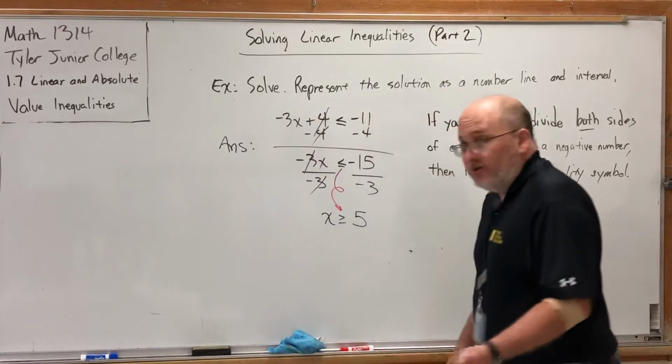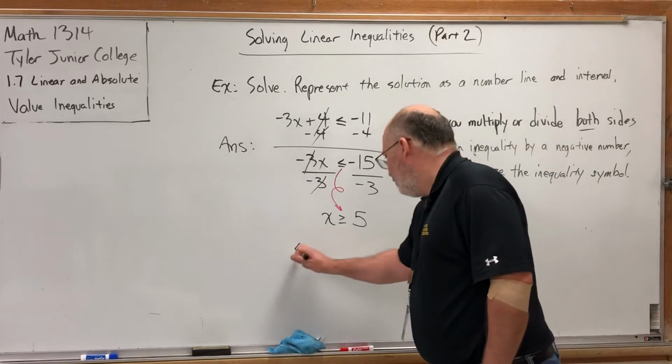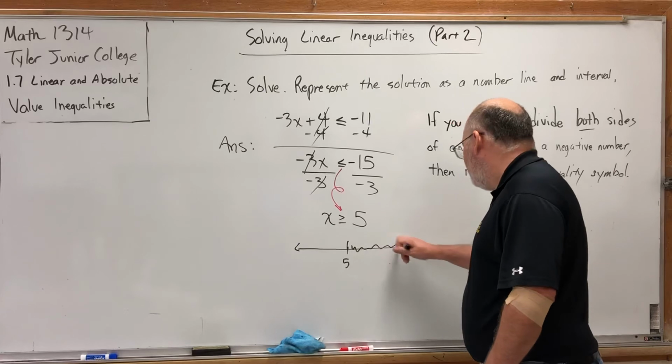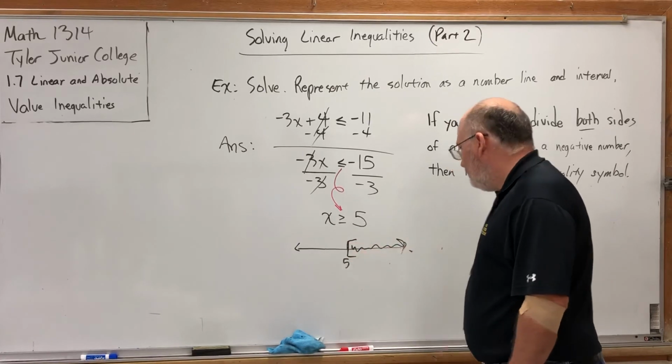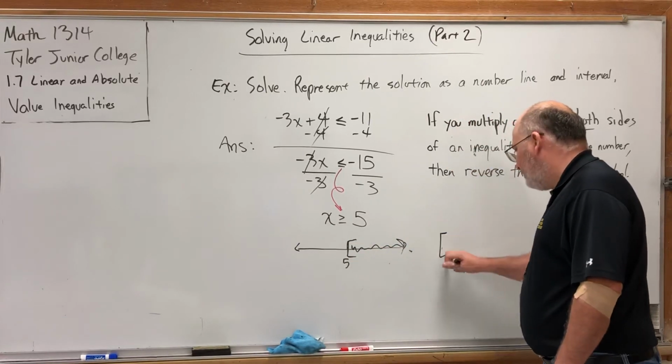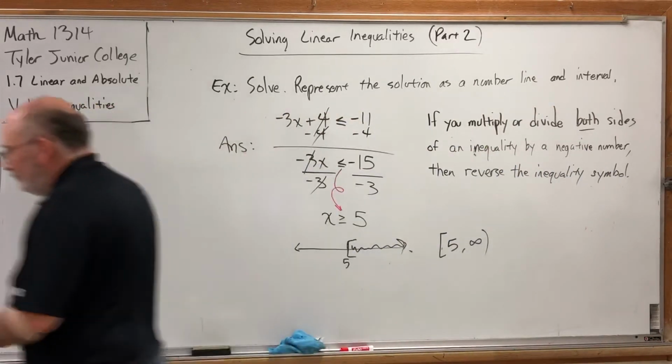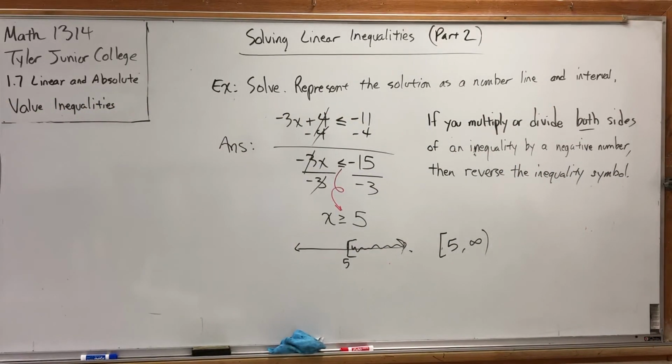The rest is easy. The number line, sure. Starts at 5, greater than is to the right, equal means bracket, and so the interval is bracket 5, comma, infinity parentheses. That part's easy. All right, so watch out for reversing signs. Happens whenever you multiply or divide both sides of the inequality by a negative number.